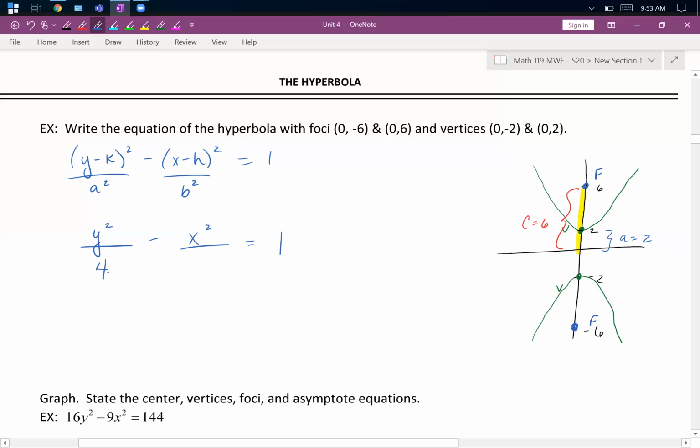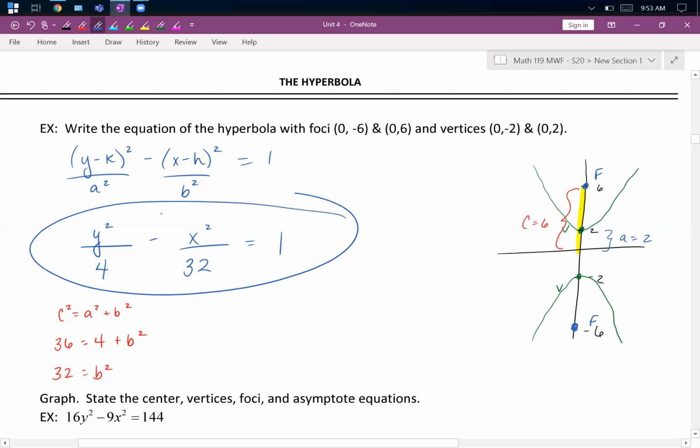and get 4, but now we're going to have to use our formula for c to get our b value. c squared is a squared plus b squared. So 36 is equal to 4 plus b squared. So b squared is going to have to be 32. And that's what goes under our x squared. And we have our equation. Questions at all?